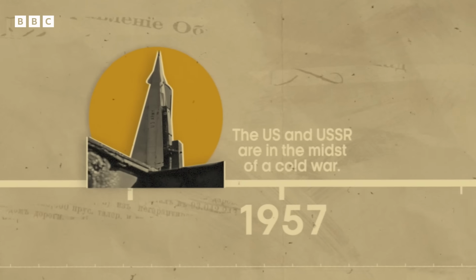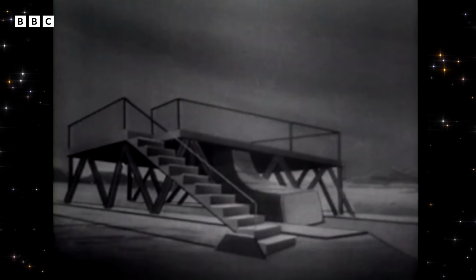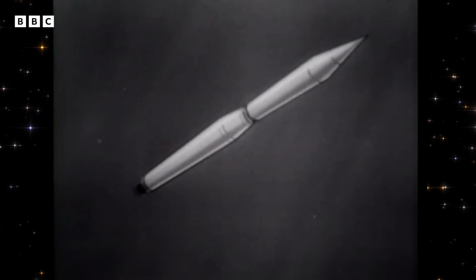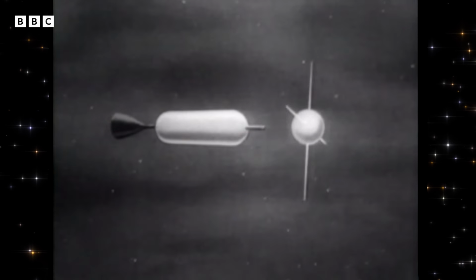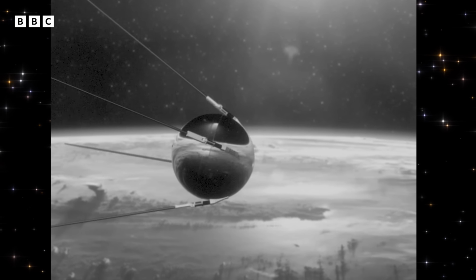The US and the Soviets are in the midst of a Cold War. They're sworn ideological enemies. Suddenly, the Soviets launch Sputnik, the first ever human activity in outer space. It flies around the Earth a few times, including directly over the US. And that raised a whole bunch of new questions.